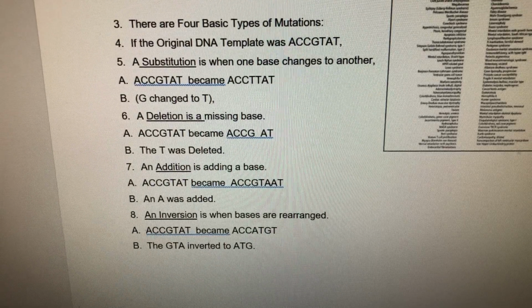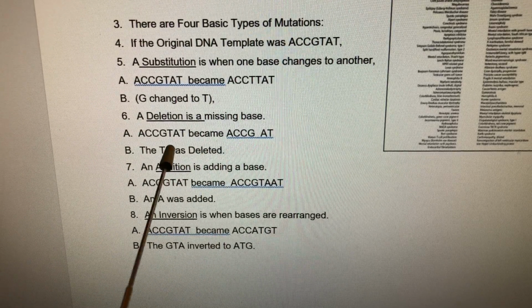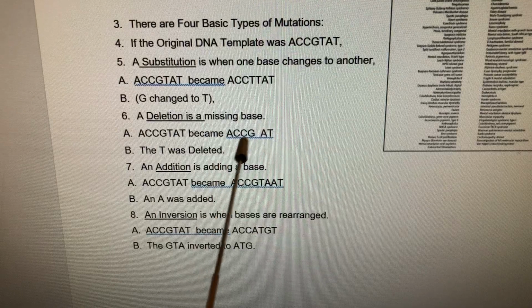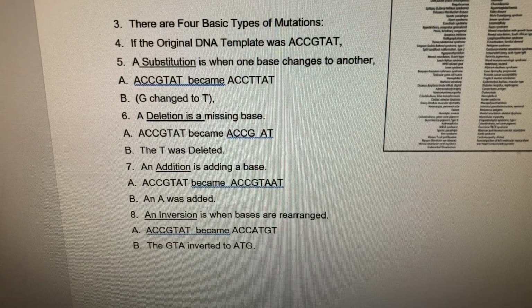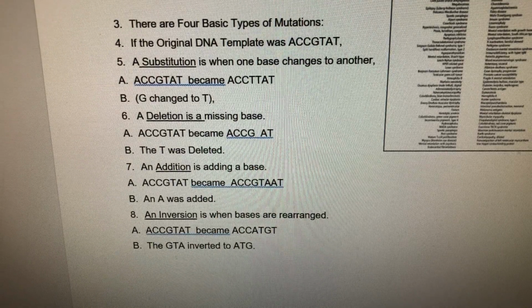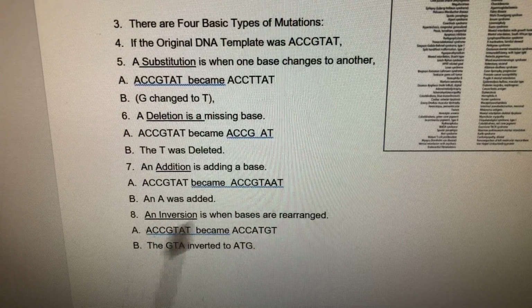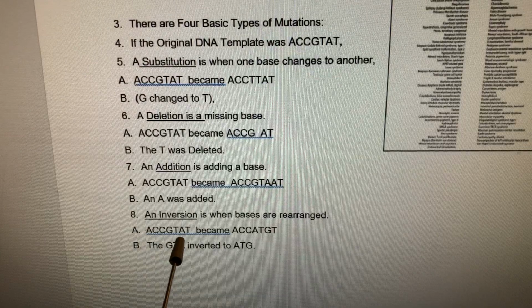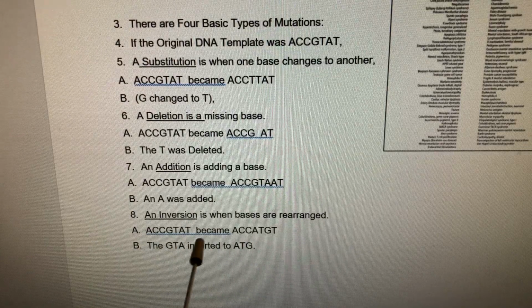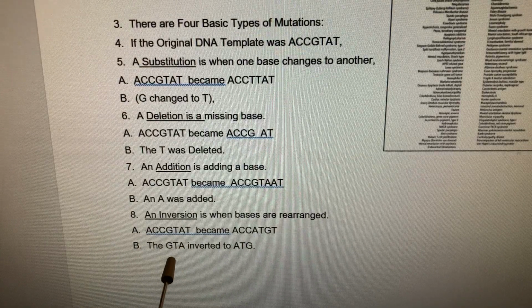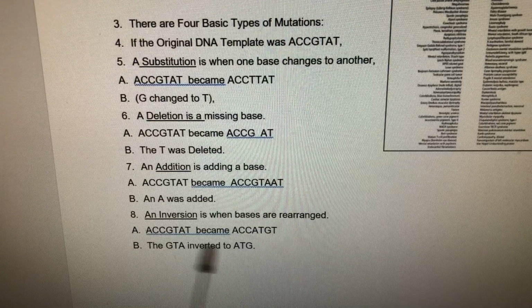Deletion mutations are when a base could be missing. In this case, the T is missing, and now the sequence is ACCGAT. And addition, as you imagine, is by adding. In this case, an extra A was added. And finally, an inversion is when bases are rearranged, and the GTA in this case became ATG.